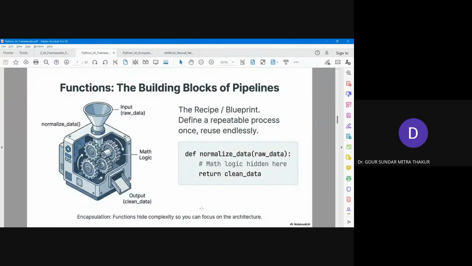And basically, for building any kind of thing, a function is a blueprint that defines a repeatable process. So you define a process once and reuse it endlessly. That is the concept of a function. With the help of this, you can normalize data, you can apply mathematical logic on it, whatever it is, and get the result. So defining a pipeline is very easy using it.